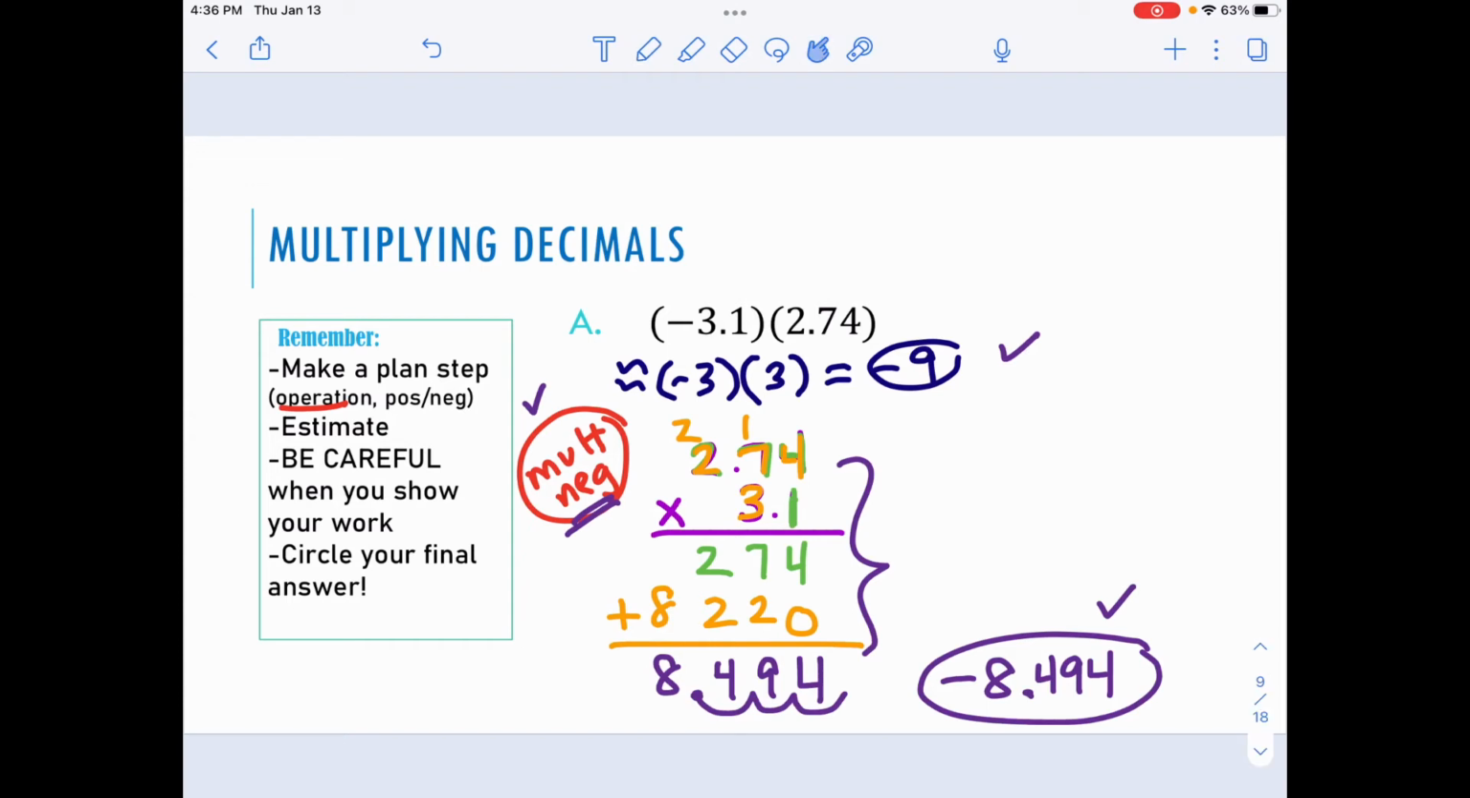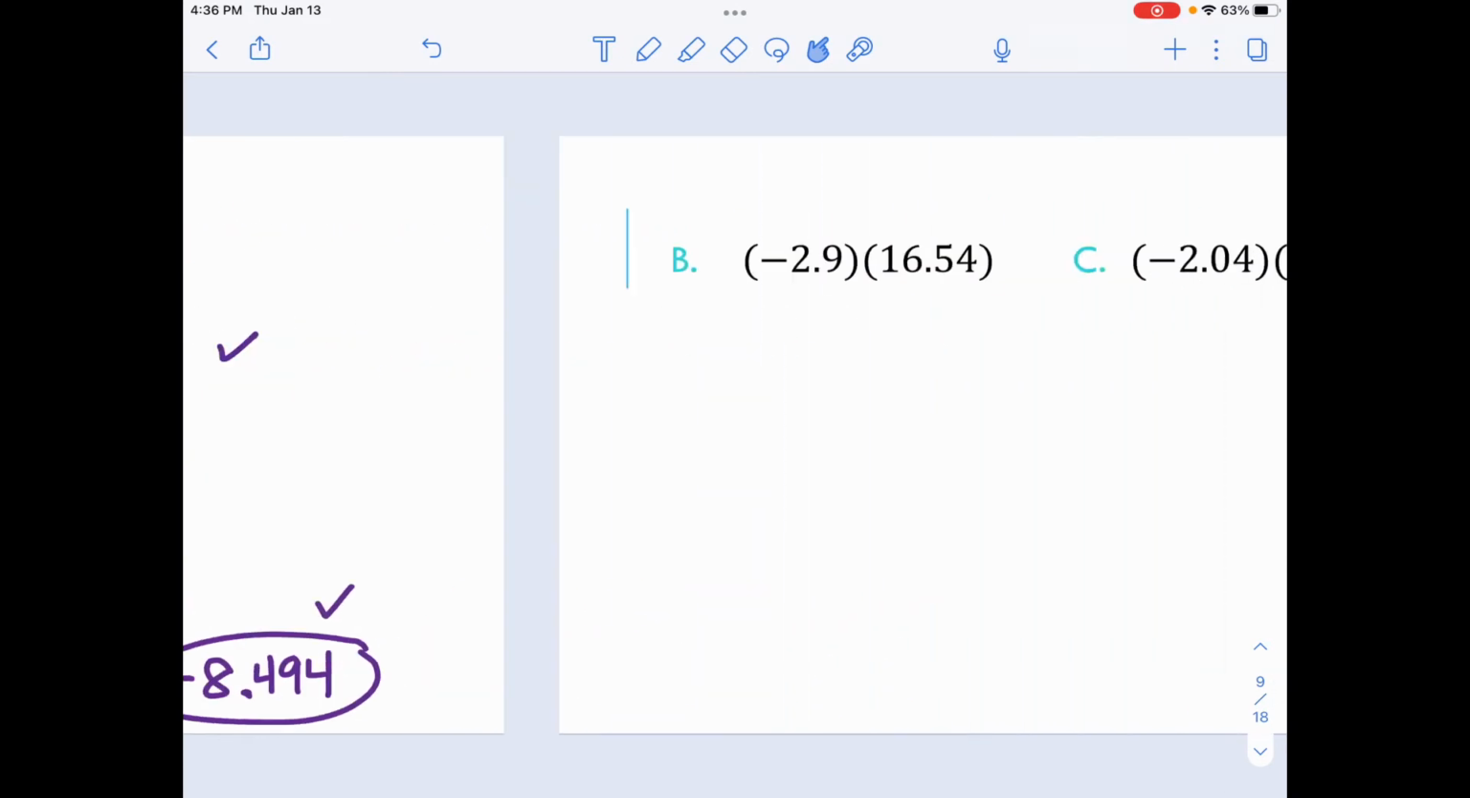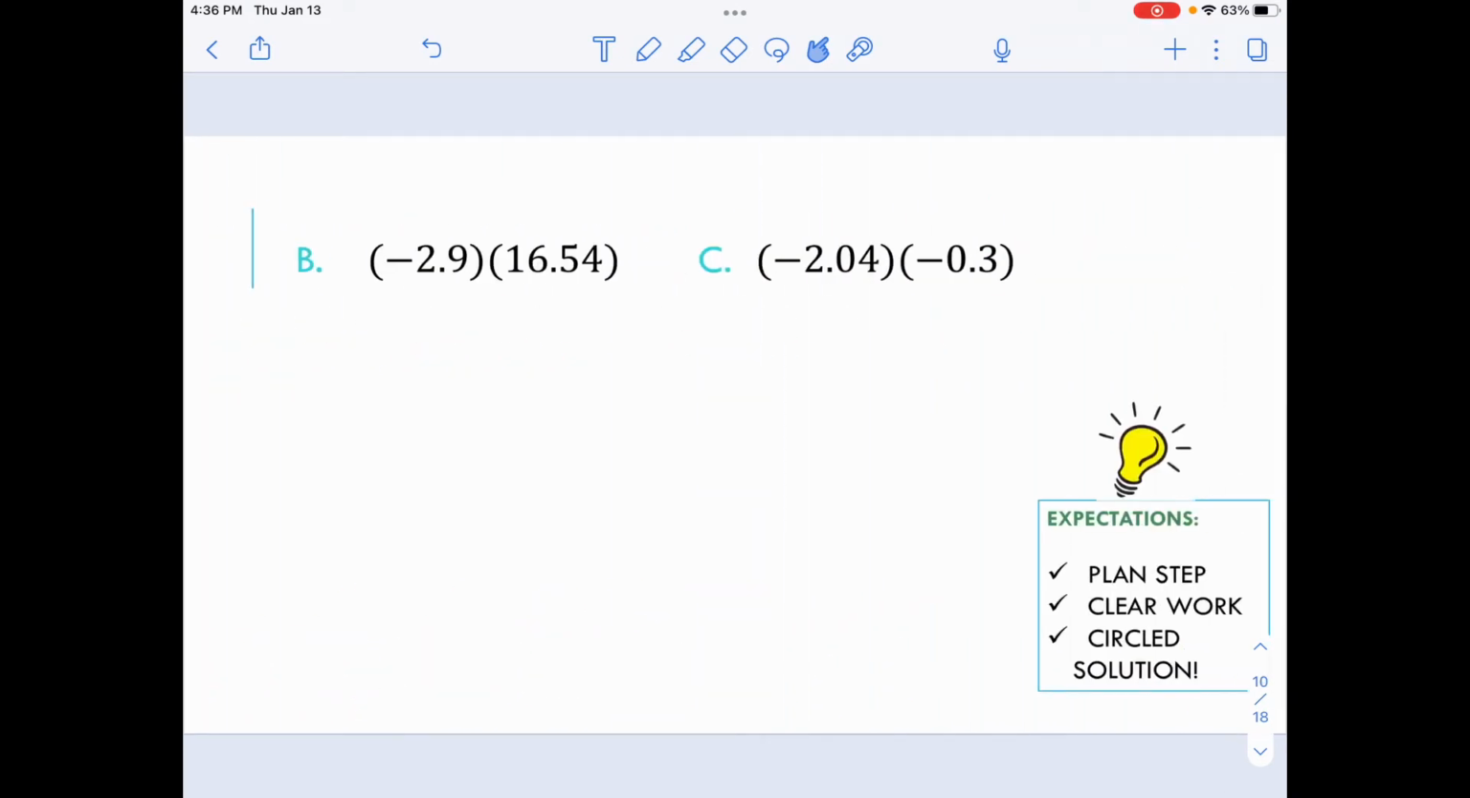All right, hopefully you feel a little bit more comfortable with multiplying decimals. Remember, you can rewind and watch those 2 examples again. Otherwise, go ahead and pause the video and try B and C by yourself, showing all of those steps. Remember, I'm looking for a plan step. I'm looking for clear work. I'm looking for a circled solution. Once you're ready, unpause the video and I'll reveal the answers.